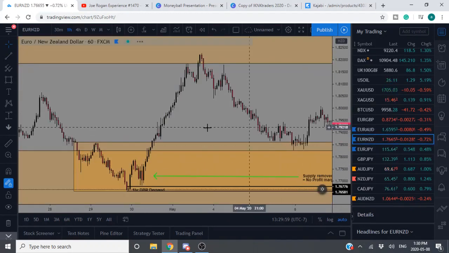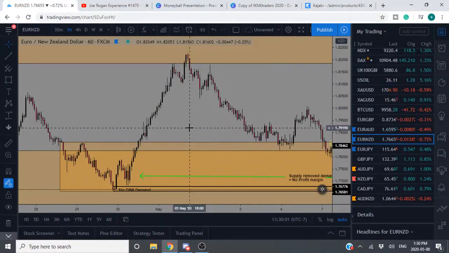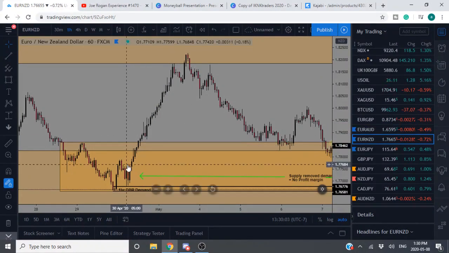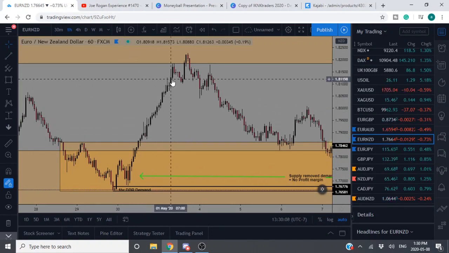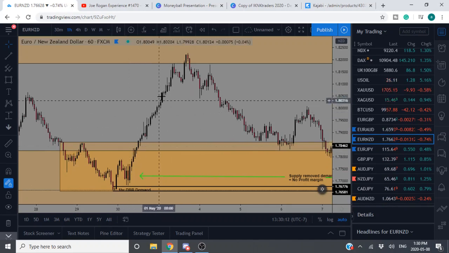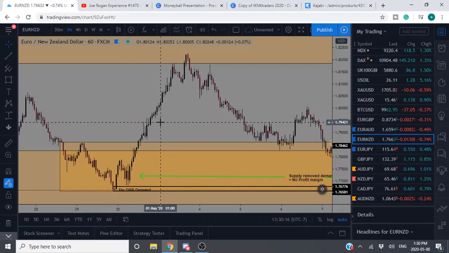Same thing with Euro New Zealand. This is the 1 hour demand zone. Rally base, base, base, base, rally base, base, base, base, base, base. There is no significant amount of buyers in this location. So that's telling me that there is no real imbalance out of this demand.